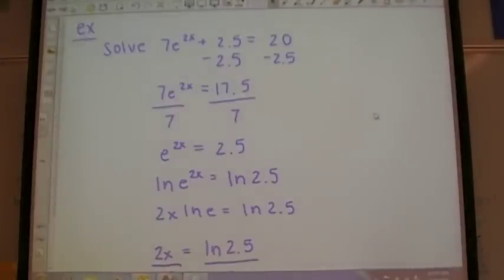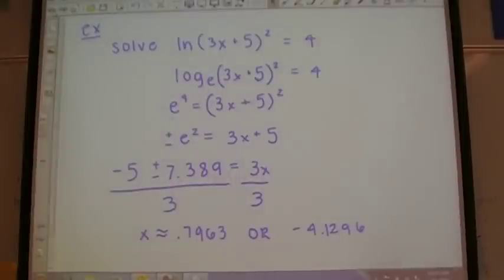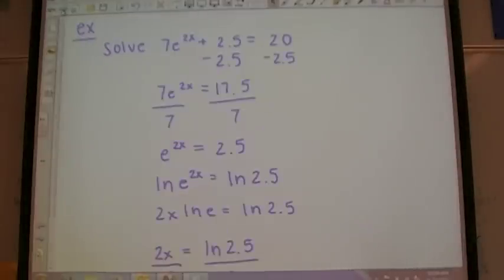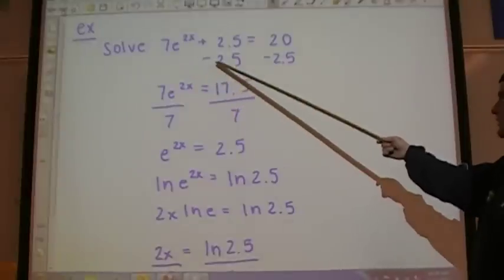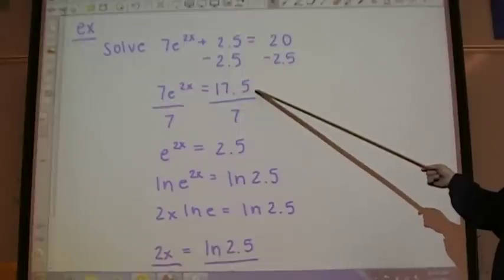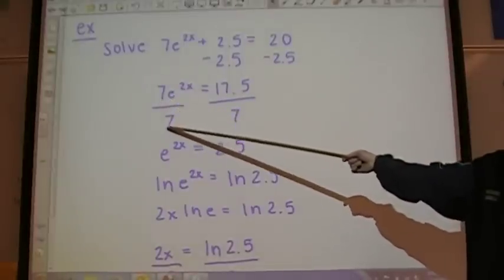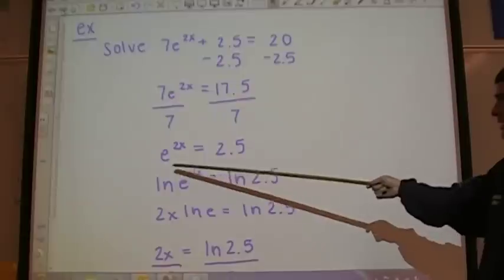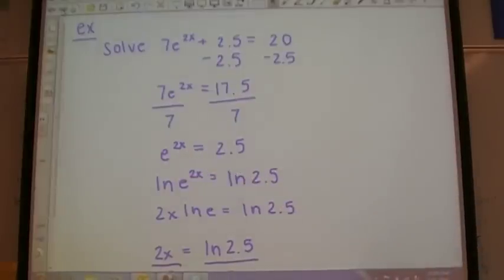All right, this one. Okay, let's go back for a second. In this problem, again, you saw natural log, so you should have been thinking, I'm going to use e at some point, which we did. Over here, I'm seeing e, so you should be thinking, I'm going to use natural log at some point, which we do. So the first step here to get x by itself is to subtract 2.5. So I get 17.5. Get e by itself, divide by 7. e to the 2x equals 2.5. I'll stop there while you catch up.